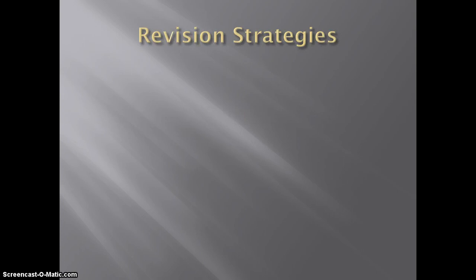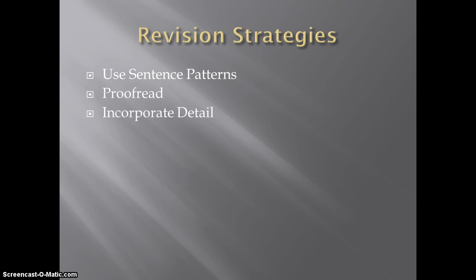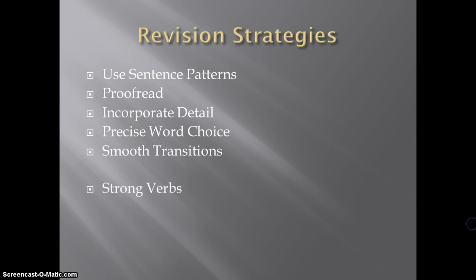But first, we want to review these revision strategies that we certainly forgot over break. Using sentence patterns is very important, making sure we proofread so we're not making silly, foolish errors. We want to incorporate detail both in our examples and in our word choice, making sure our word choice is spot on. We want to have silky smooth transitions. We want to have strong verbs. And of course, we want to have clear and concise writing. We don't want to add stuff that is unnecessary or just fluff.